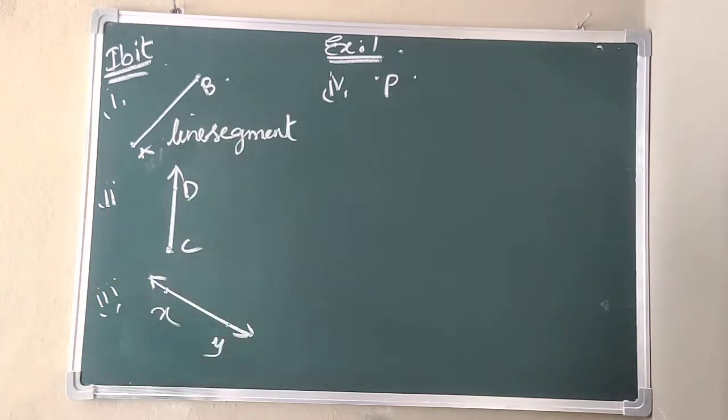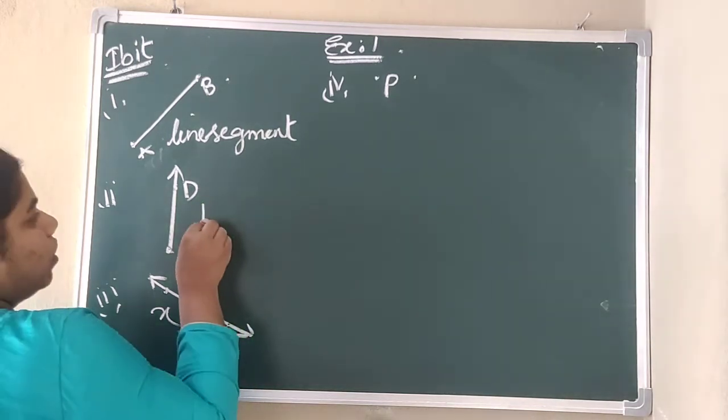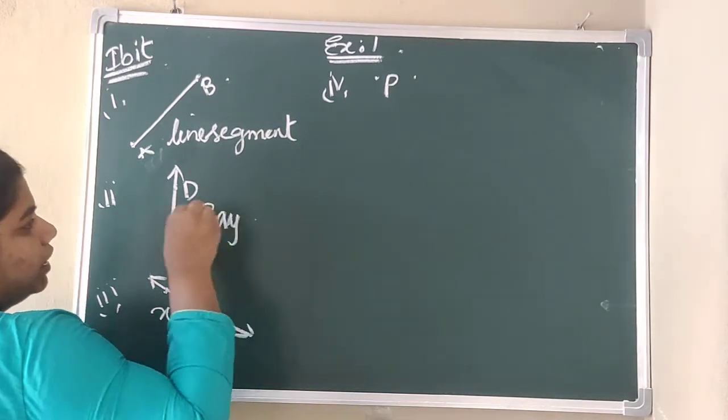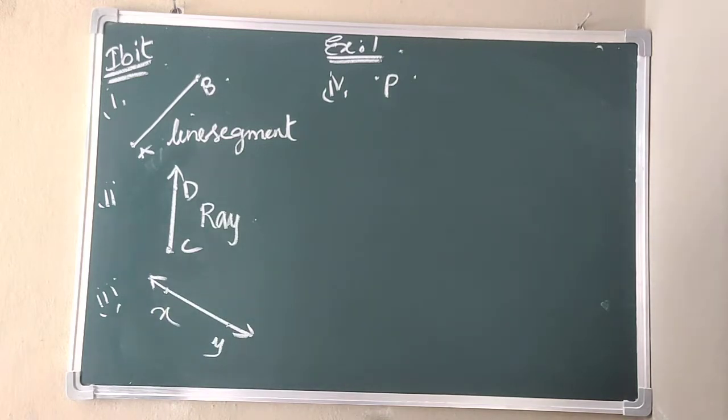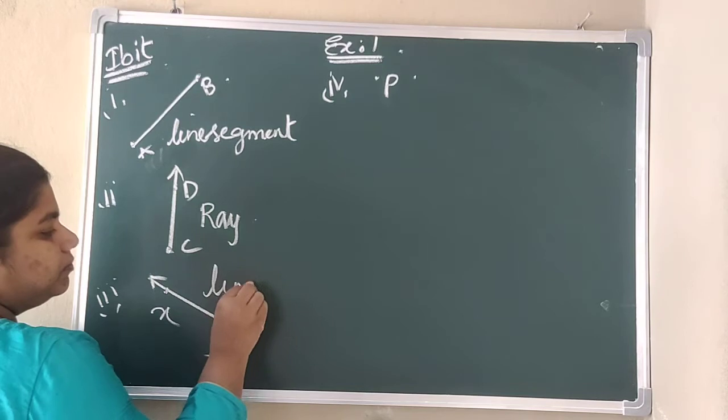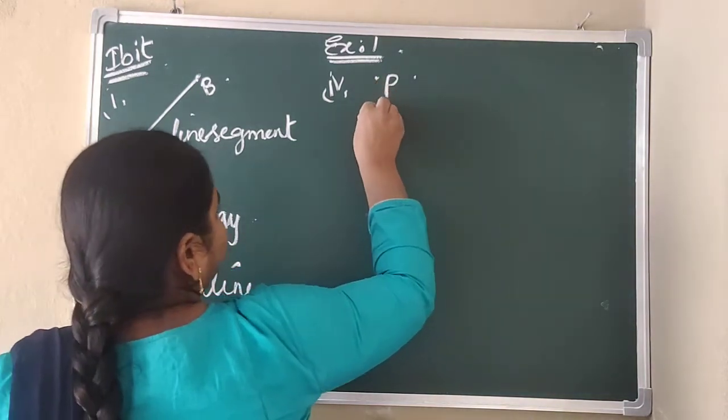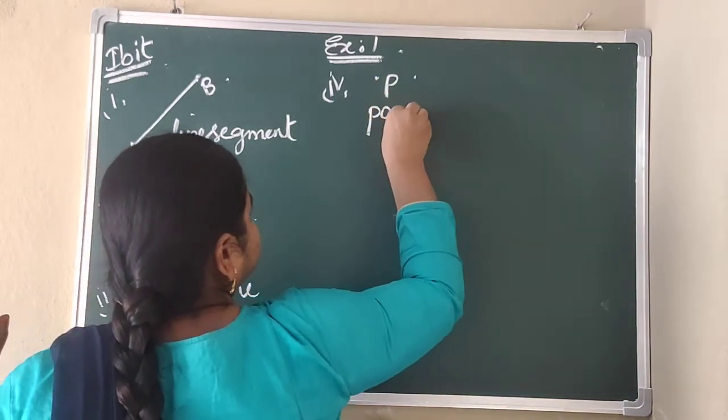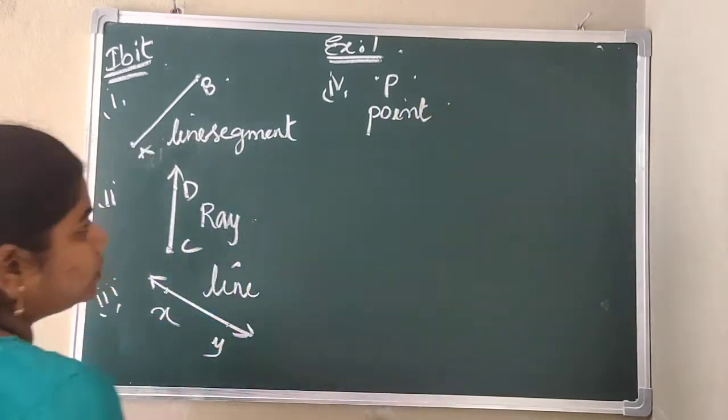In the second figure, you are seeing only one ray. It extends from one side, so we call it a ray. The third one extends on both sides, so we call it a line. And this is a point, so we write point. So this is our first bit.